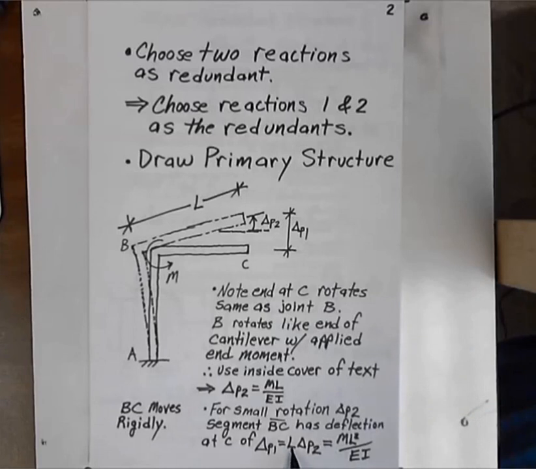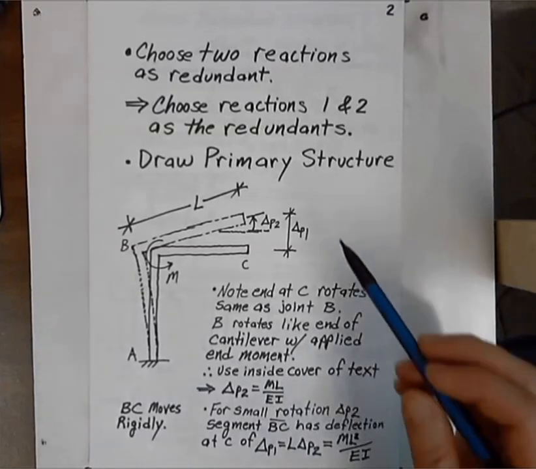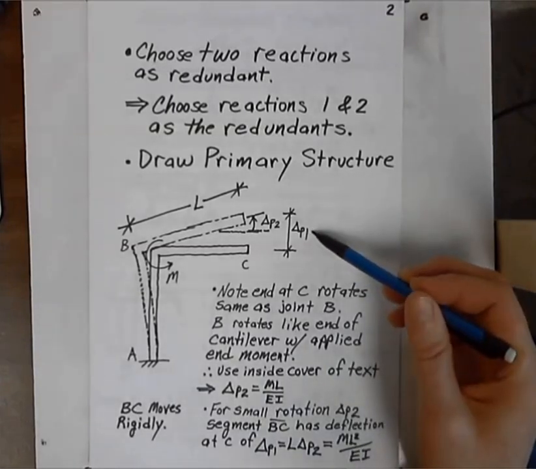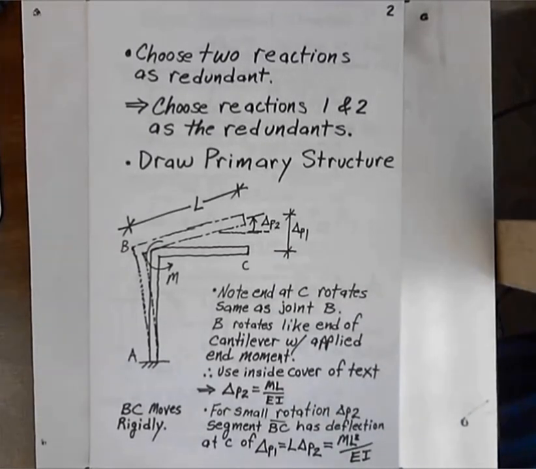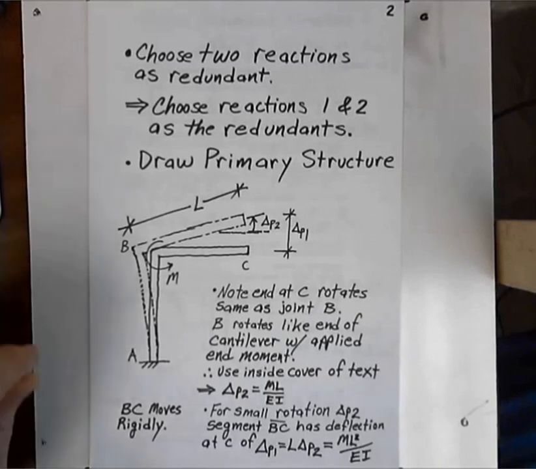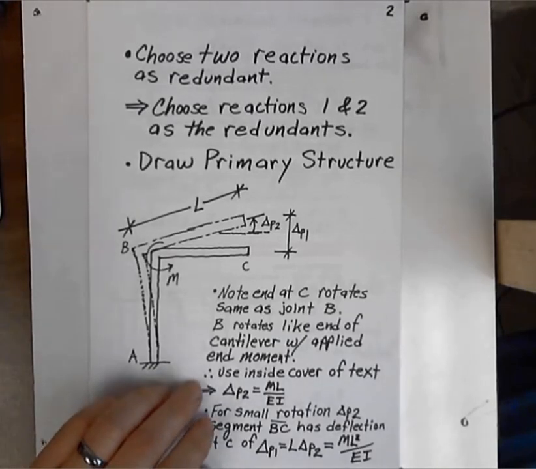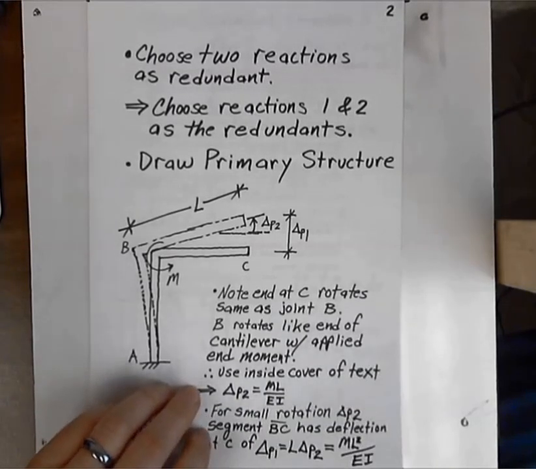And so if we take L and we multiply it times delta P2, we get ML squared over EI for the displacement delta P1. After analyzing the primary structure, we are ready to consider our redundant structures.